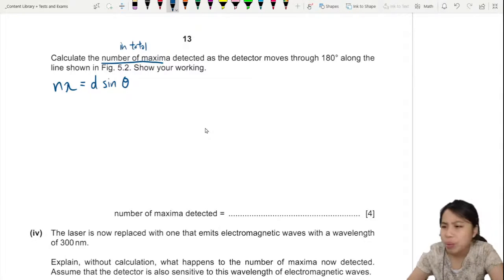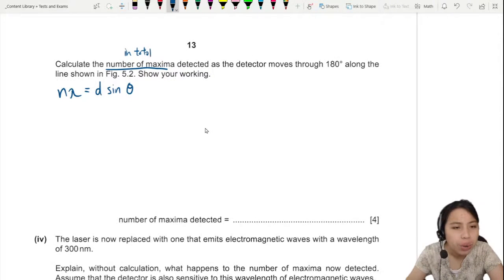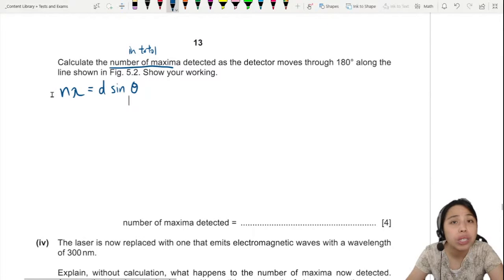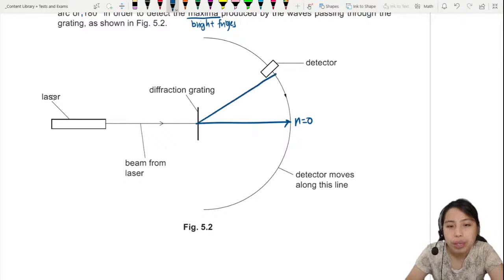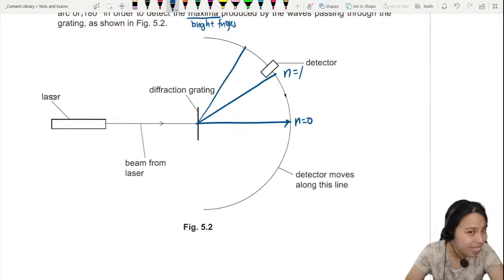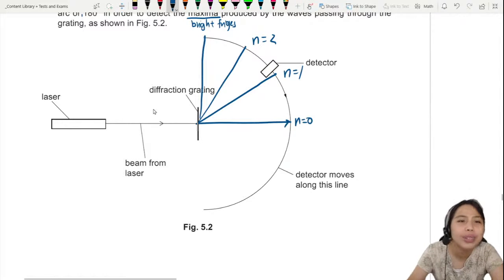What are all these alphabets for? Okay, so n here is the order of maxima. For example, the middle maxima is called n equals 0. The next one is n equals 1. The next one is n equals 2. Eventually, you hit the limit. You can't go beyond. You can't go backwards. So your limit is this angle here, the biggest maxima you can have. If we can find out the biggest number n, then we can know how many maxima there will be in total that's detected.